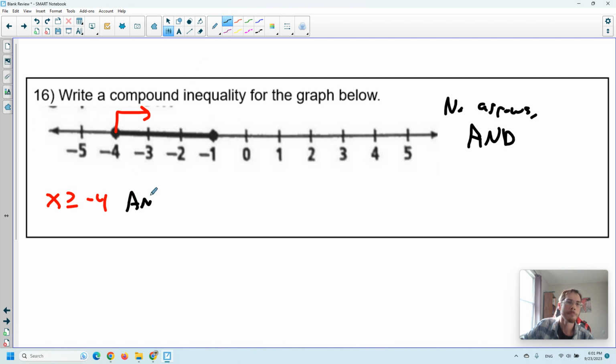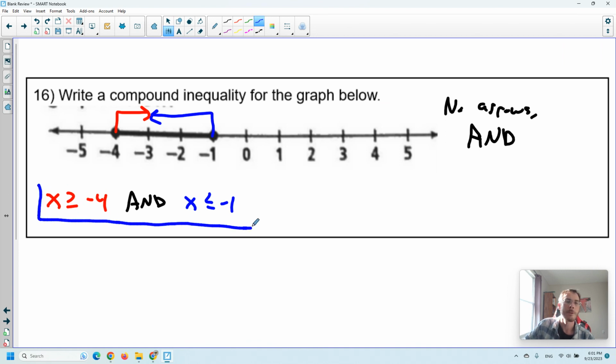And if I go for my second endpoint, x is going to be less than or equal to negative 1. And I'm all set. That's it. That's all we got to do.